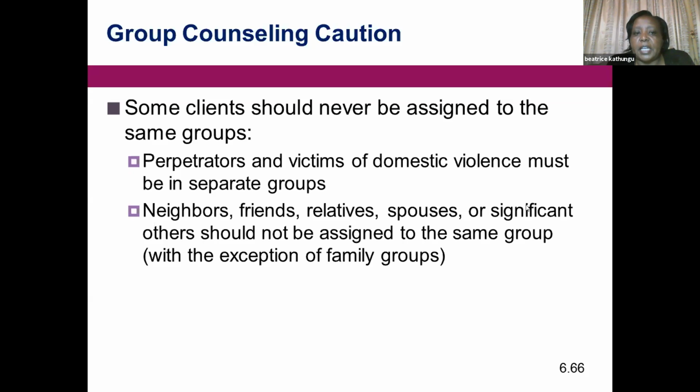We should be careful about how we assign people to groups. If you have perpetrators and victims of domestic violence, it's good to put them in separate groups, for obvious reasons. The victims could easily feel traumatized by the presence of the perpetrators, and there can be a lot of animosity in that group. If you put neighbors, friends, relatives, and spouses or significant others into the same group, you might discover that their focus is not on the material you're working on, but on their social relationships. This is what we call dual relationships, people with more than one relationship. So if possible, you could avoid this.